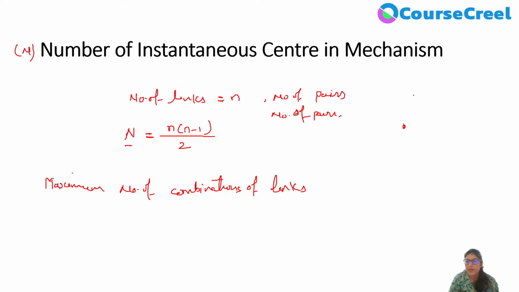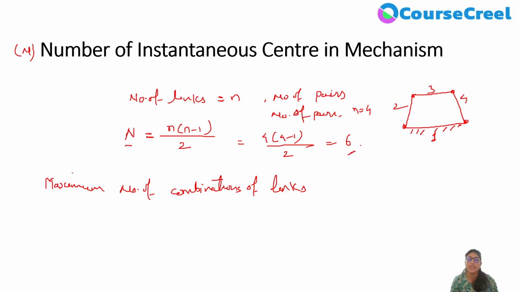Okay, so suppose we have four links, so this is link 1, this is link 2, this is link 3, and this is link 4. 1, 2, 3, 4. If it is a mechanism, then one link should be fixed. So we have four links. So here we can define the number of links. Suppose our small n is 4. So it will be 4 into 4 minus 1 divided by 2. So it will be 6. Okay, so the number of links will not be the number of instantaneous centers. Now how these 6 instantaneous centers come, I will tell you their locations.